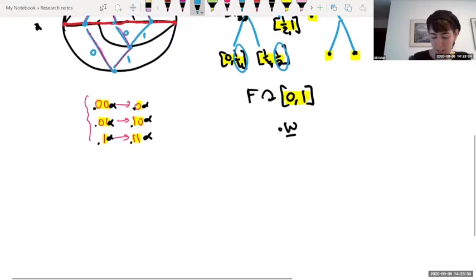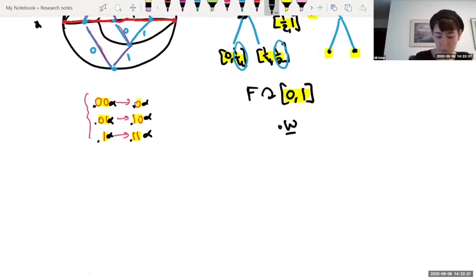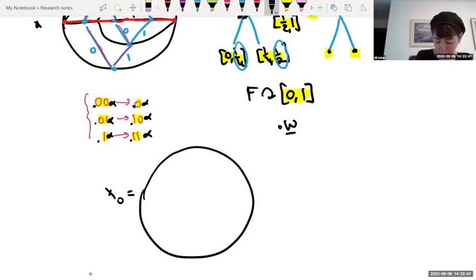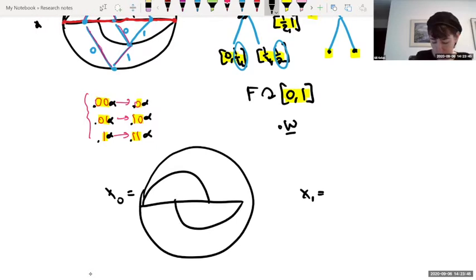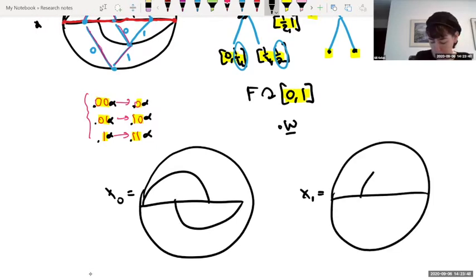I should also say that Thomson group F is 2 generated. So the generators look like that. They're usually denoted x0 and x1. x0 is the following diagram, and x1 is the following diagram.